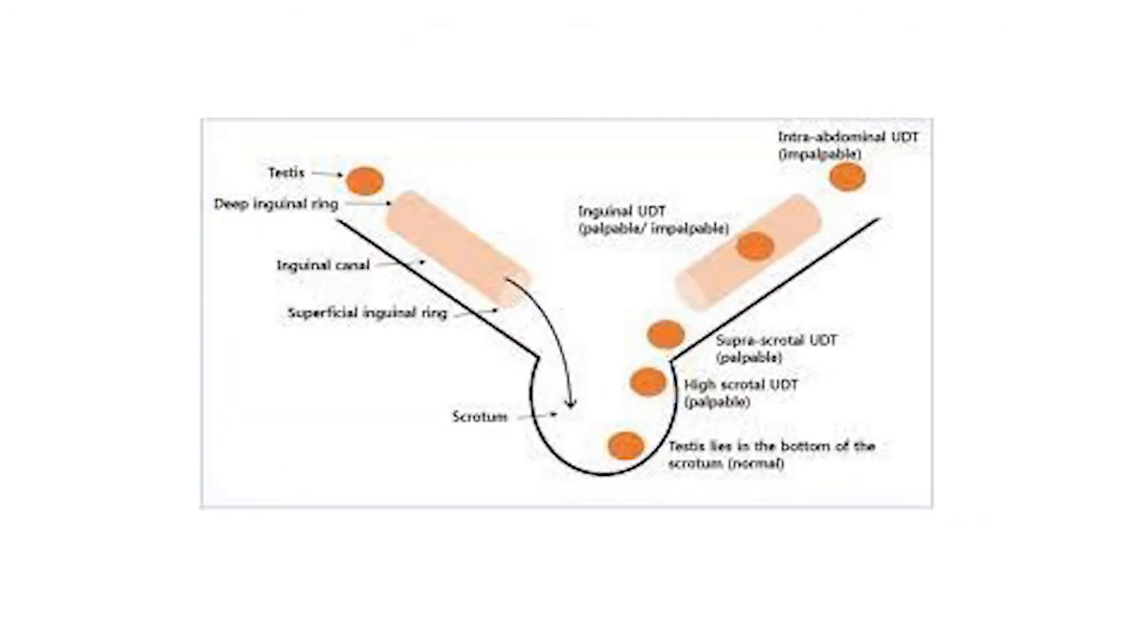Next is the course of the normal descent of the testis. There is a deep inguinal ring, inguinal canal, and superficial inguinal ring. The scrotum and the course of the testis, that is the suprascrotal undescended testis, the site of the high scrotal undescended testis, and the testis lying at the bottom of the scrotum, that is the normal, is seen by the orange dotted line in the image.